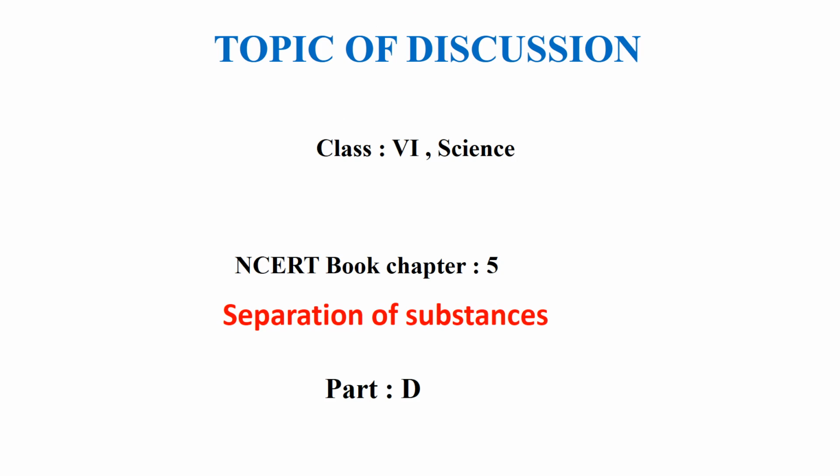Today is the fourth part of the topic separation of substances. We have already discussed the three methods of separation. First was hand picking, then threshing, winnowing. Today we are going to discuss the next method of separation, that is sieving. And again we are trying to recapitulate all four methods of separation, with term definitions. So let's begin.